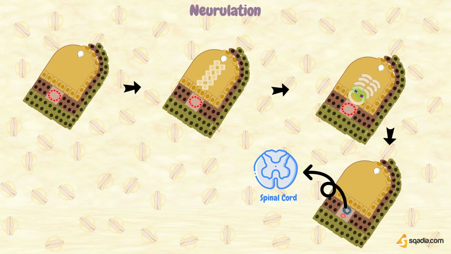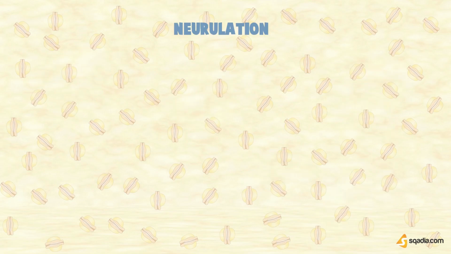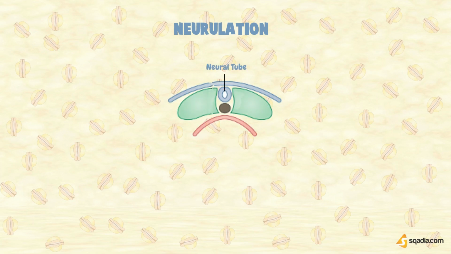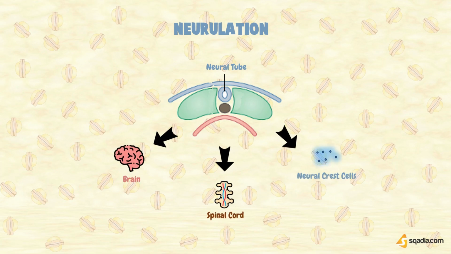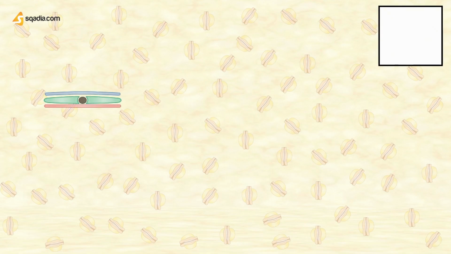Now, let's study neurulation in more detail. The formation of the neural tube from a flat sheet of ectoderm is called neurulation. The initially simple tube will develop and form the brain, spinal cord, and is the source of neural crest cells and their derivatives. Now, moving forward, this is ectoderm, this is mesoderm, this is endoderm, and this is notochord. We have discussed the development of notochord.